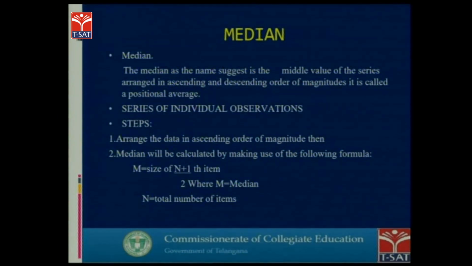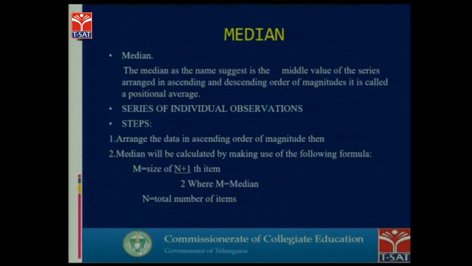So now let's move to the second type of average, that is median. Median, the name itself suggests, is the middle value of a distribution, and it is also known as positional average. It is named positional average because we find the median by its position. If it is placed in the middle, we consider it as median.